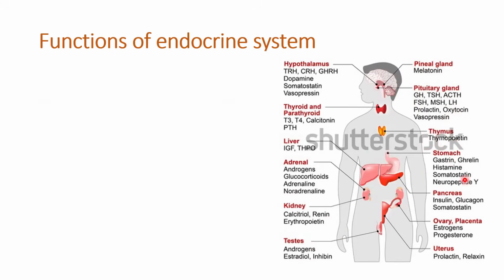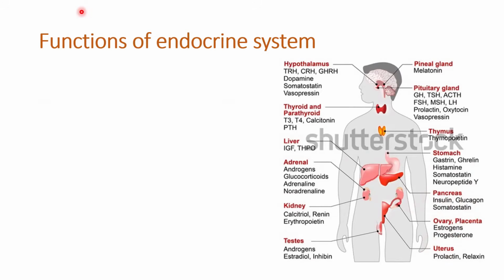For the stomach, you can see the hormones that are produced: gastrin, somatostatin, neuropeptide Y. The pancreas produces, importantly, insulin and glucagon. It also produces somatostatin. The ovary and the placenta usually produce estrogens and progesterones. And then the uterus, prolactin and relaxin.